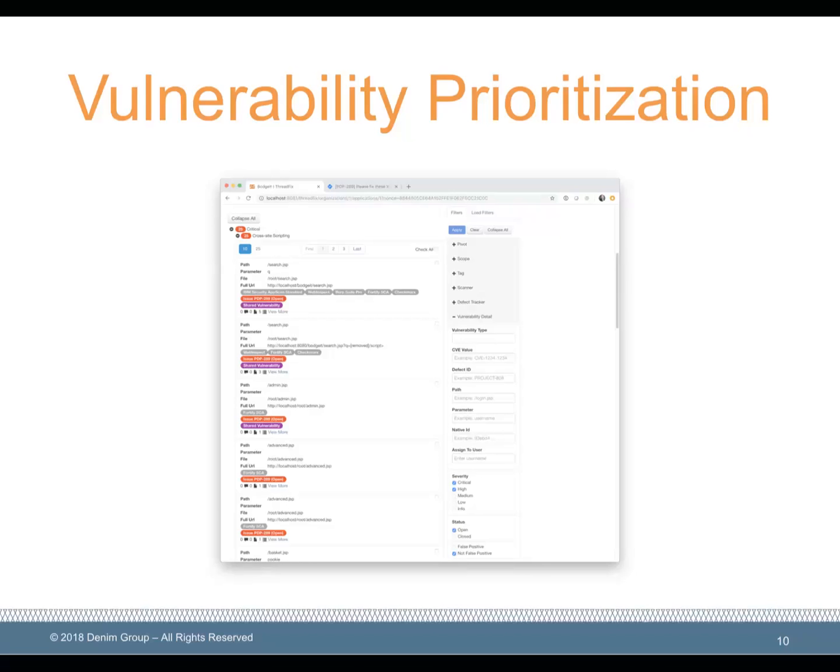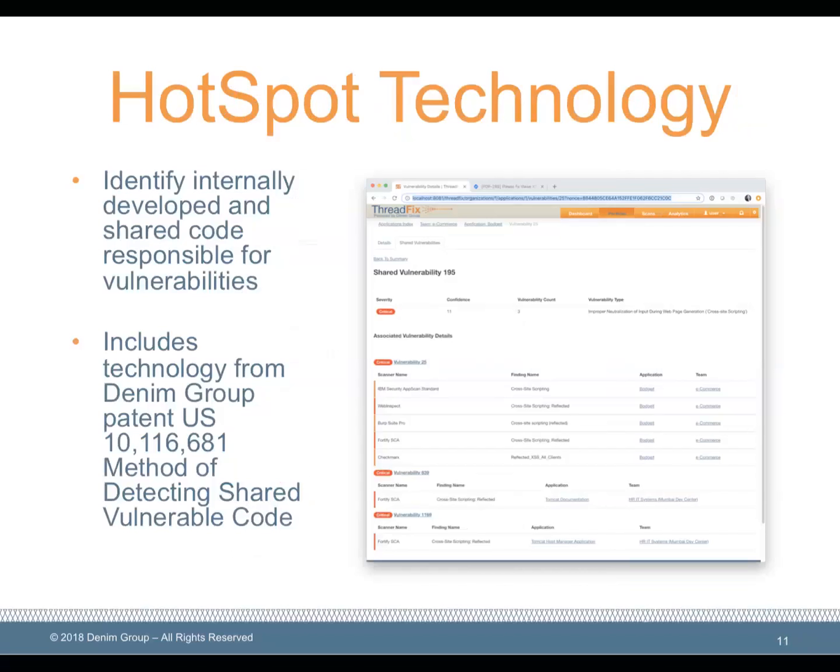We also have a technology we call HotSpot embedded in ThreadFix, and what that does is it identifies code that is developed internal to your organization and then shared between teams, and situations where that code is responsible for vulnerabilities spreading throughout your enterprise.